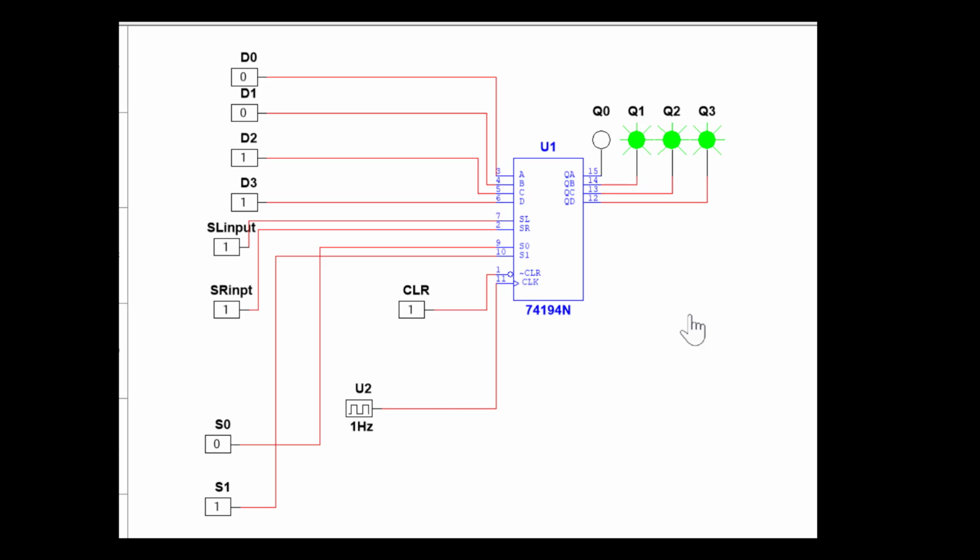My clock frequency is 1 Hz. If I make both 0 0, it will stay in the same state. This is how your universal shift register does serial in, serial out, parallel in, parallel out operation in one IC.